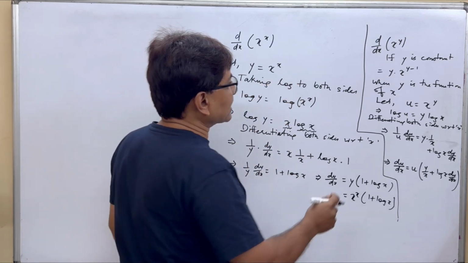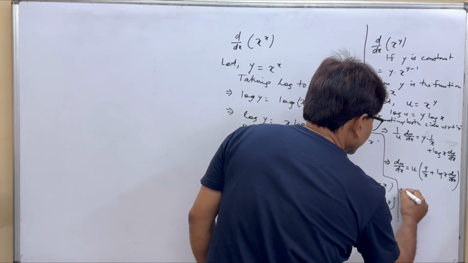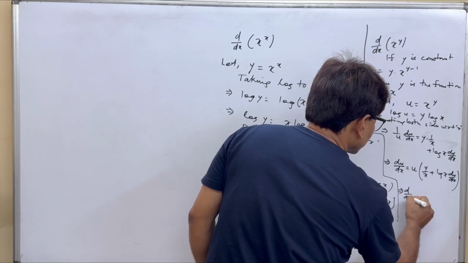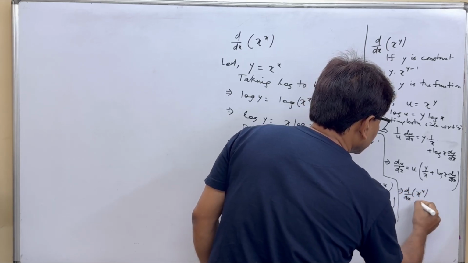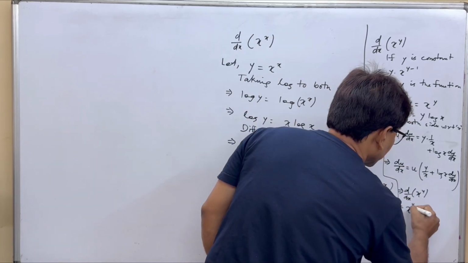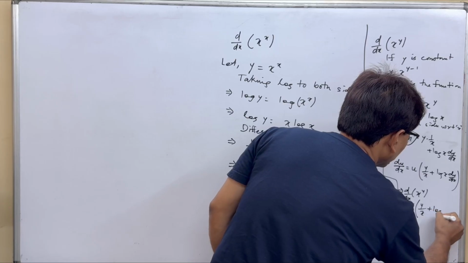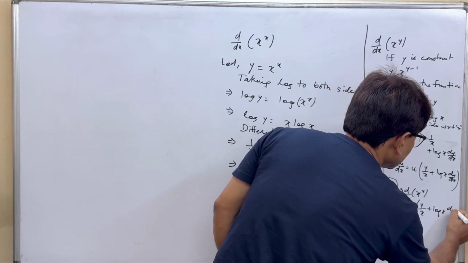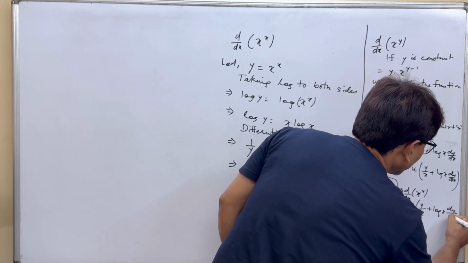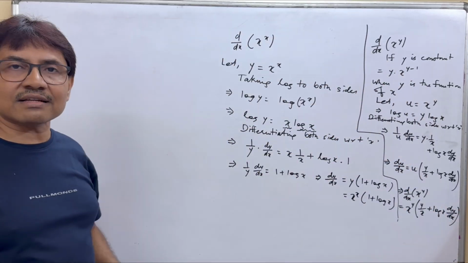U means what we had taken? U means we had taken x to the power y. That means d/dx of x to the power y equals, u means x to the power y, again write x to the power y, times the bracket y by x plus log x dy by dx. So this is what we can understand.